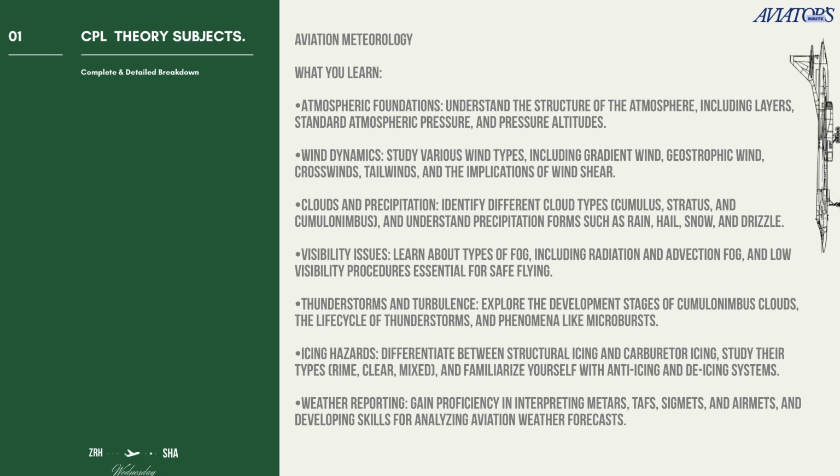Visibility issues. Learn about types of fog, including radiation and advection fog, and low visibility procedures essential for safe flying. Thunderstorms and turbulence. Explore the development stages of cumulonimbus clouds, the life cycle of thunderstorms, and phenomena like microbursts. Icing hazards. Differentiate between structural icing and carburetor icing, study their types, rime, clear, mixed, and familiarize yourself with anti-icing and de-icing systems.